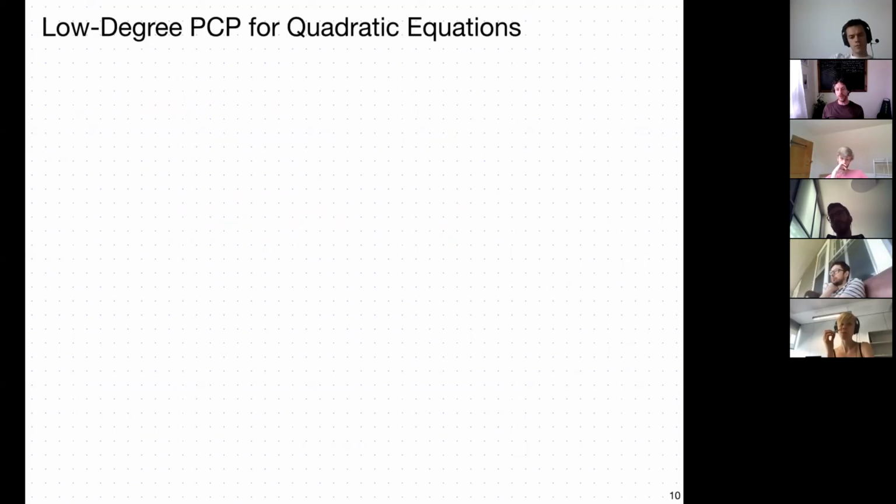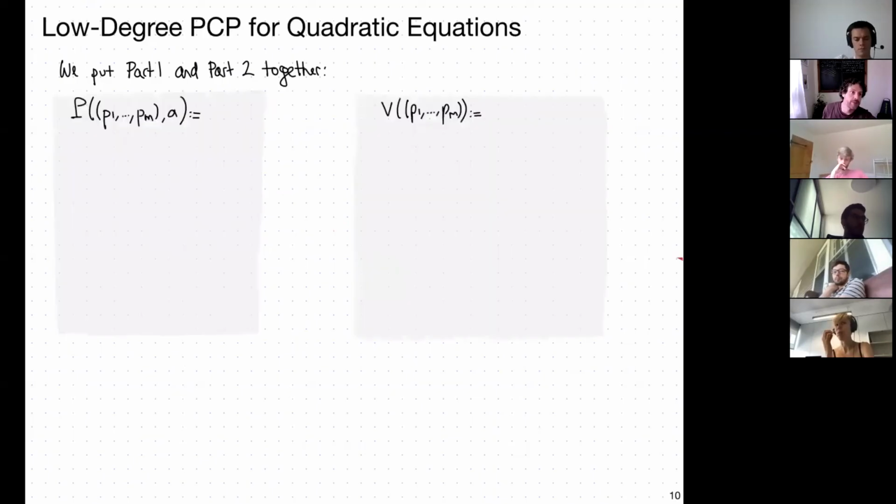So let me continue with the low degree PCP. What we want to do now is put these two parts that we have together. How do we do that? We consider the following protocol. In this protocol, we have a prover, and the prover sees all of these equations, and it has some satisfying assignment, whereas the verifier only has the quadratic equations.